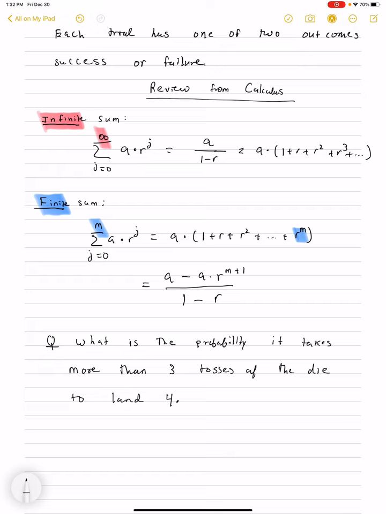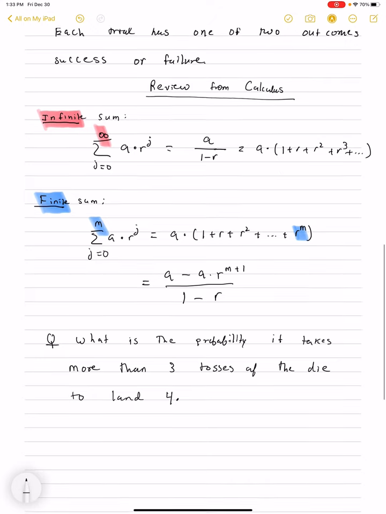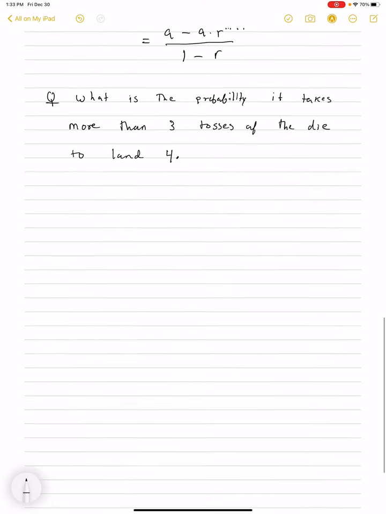Okay? The finite sum is a little bit different. The finite sum has this more complicated formula, and it's highlighted in blue. I'm not going to rewrite that, but it's a little bit more complicated. So the first question that we're going to ask is, what is the probability it takes more than 3 tosses of the coin to land on heads?